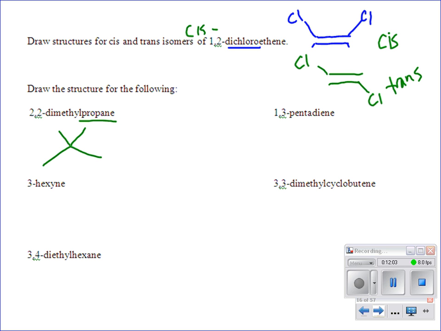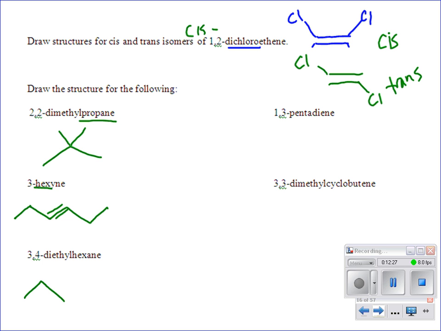3-hexyne. Hexyne means what? Triple bond, and hex is 6. 1, 2, 3, 4, 5, 6. What does the 3 mean? That's where the triple bond is. 1, 2, 3. Boom. You see how much easier line structures are instead of having to draw out all the C's and H's?